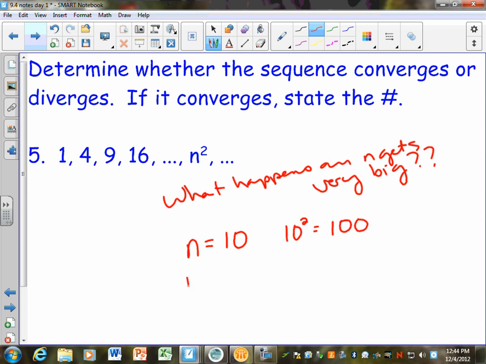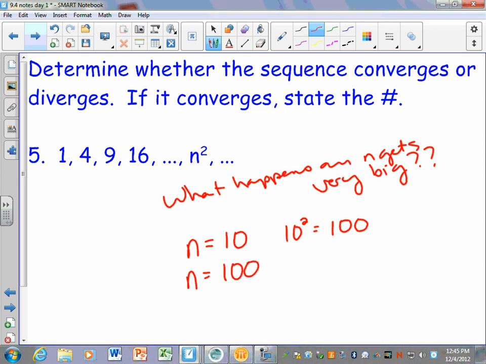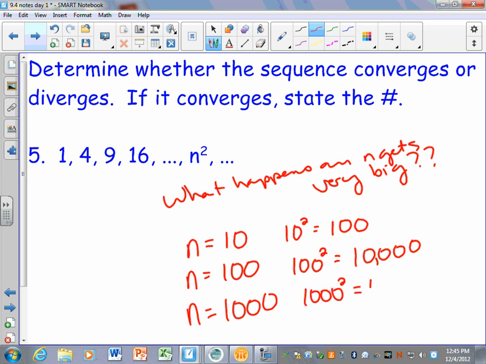What happens if I go even bigger? What happens when n is 100? I would get 100 squared, which is 10,000. 10 and 100 are my favorite numbers to pick because they're pretty easy to plug in most of the time. And there's a pretty big difference there. We could even go one step further. What if I plug in 1,000 here? 1,000 squared is going to equal 1,000,000.